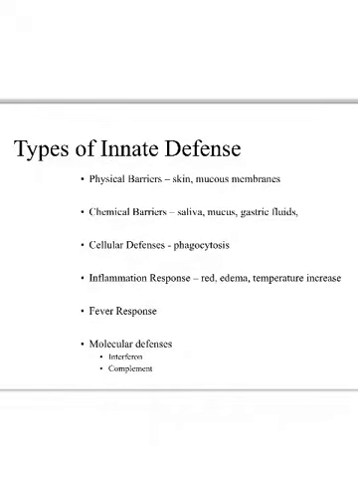Okay, so types of innate defenses. First, physical barriers, so we're going to go over these: skin and mucous membranes. Then chemical barriers: saliva, mucus, gastric fluids. The pH and the enzymes in those are what's going to protect you. Cells go through phagocytosis, and that protects you. Then we'll talk about the inflammation response, fever, and some molecular defenses, interferon and complement proteins.